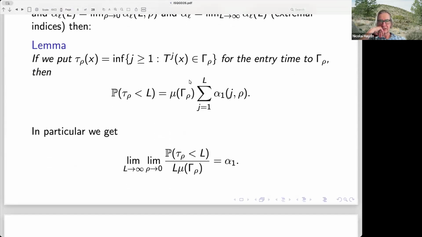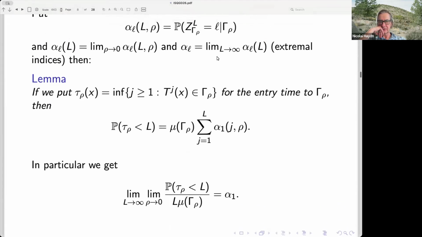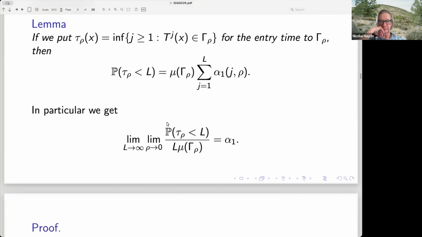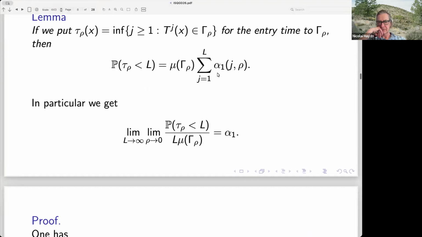And there's a nice, very simple relationship between just plain entering and actually returning, because the one on the right-hand side is conditioned on actually starting out in the neighborhood and then seeing how long we are going to stick around. Then one gets this relationship here. In particular, one interesting aspect is that if we take limits, it goes to this constant alpha 1, which people sometimes call the extremal index.